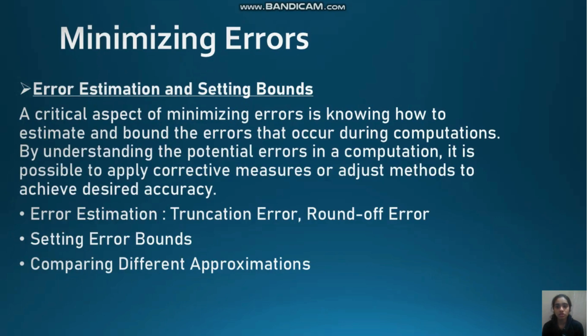Error estimation and setting bounds. A critical aspect of minimizing errors is knowing how to estimate and bound the errors that occur during computations. By understanding the potential errors in a computation, it is possible to apply corrective measures or adjust methods to achieve desired accuracy. Error estimation, truncation error or round-off error, setting error bounds, comparing different approximations.